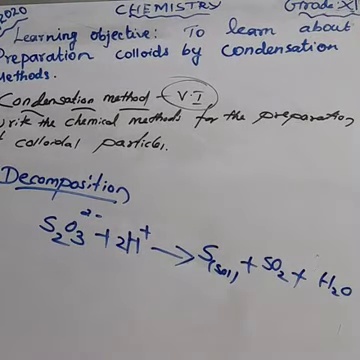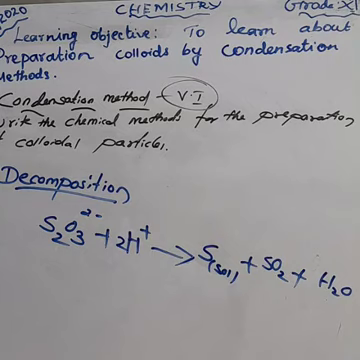Anyhow, we get sulfur salt by the decomposition of sodium thiosulfate with dilute acid, with a few drops of an acid. We get the sulfur salt, water, and also sulfur dioxide. Anyhow, we get sulfur salt.